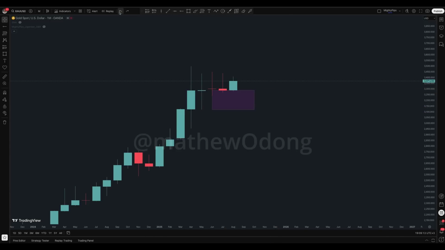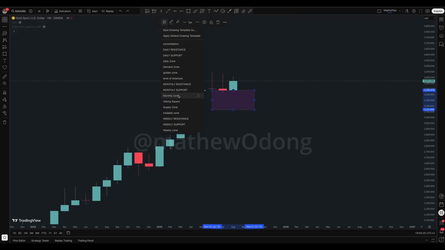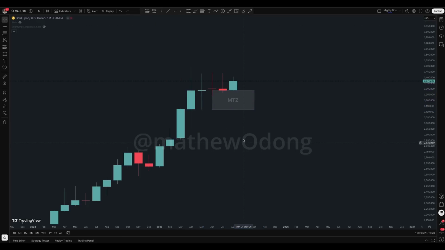We can remove the lines, and then I want to name this one monthly tradable zone, or monthly zone, like that: MTZ, monthly tradable zone. So I have drawn my monthly tradable zone, which is based on this candle right here.